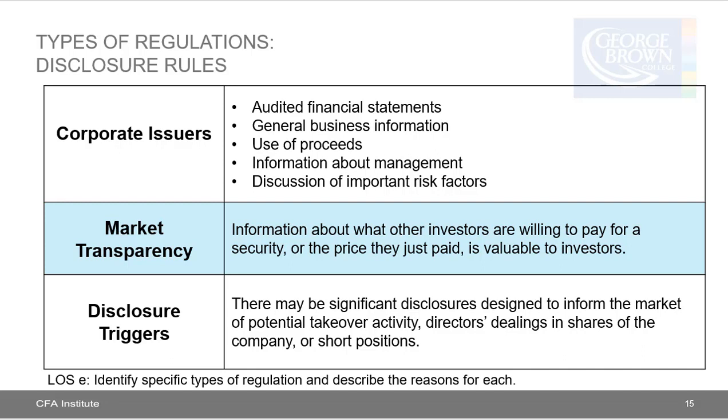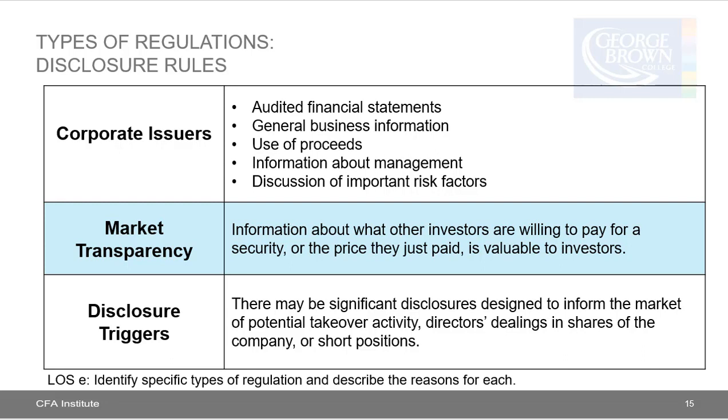important risk factors. Moving on to market transparency rules, information about what other investors are willing to pay for a security or the price they just paid is valuable to investors because it contains information about what other investors believe a security is worth. But investors generally do not want to reveal their own private information.